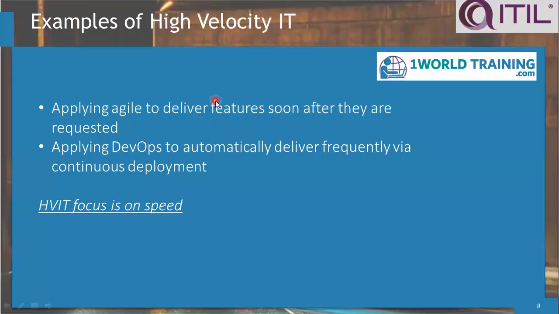Let us look at some examples of HVIT, high velocity IT. Applying Agile to deliver features soon after they are requested. Applying DevOps to automatically deliver frequently via continuous deployment. Therefore, as we see in the two examples above, the focus in HVIT is on speed.